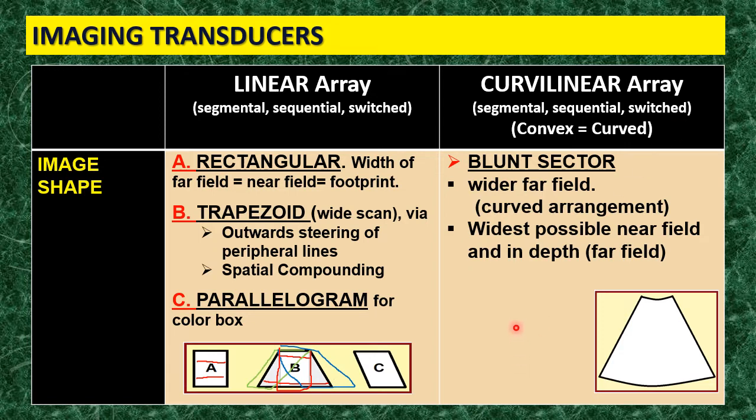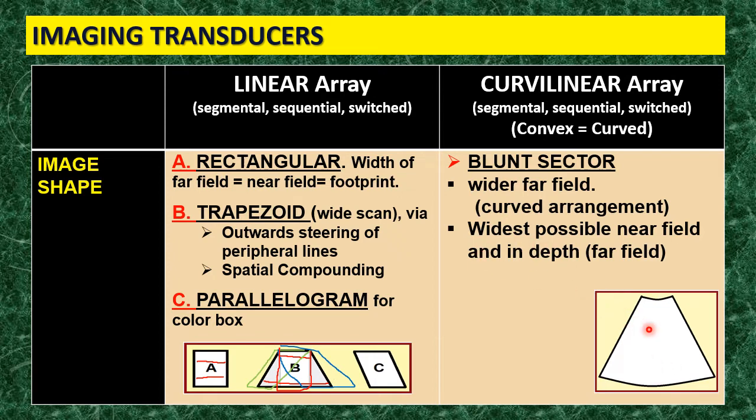Okay, so what does the image shape look like? We are all familiar with this, which is the blunt sector. Here the near field is curved and the far field is curved, but the near field is narrower and the far field is wider. And that's why it's used for abdominal scanning. I need to get the deep part of the abdomen or OB with a wider scanning, and that's why we use it for abdomen or OB/GYN.